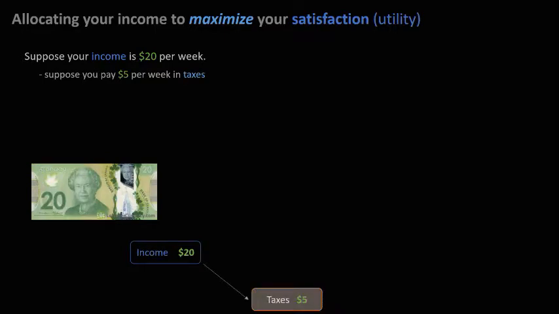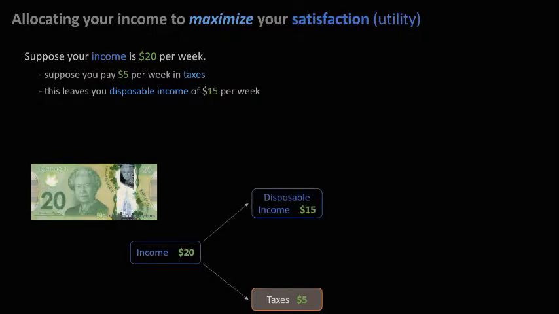We can use this example, though, to apply to our lives in general when we're looking at a myriad of goods that we could spend our money on any day. So in an example, we're going to have $20 a week as our income. We all have to pay taxes. So imagine we pay $5 in taxes. That's leaving us $15 per week for disposable income. Again, disposable income is just the income after taxes.